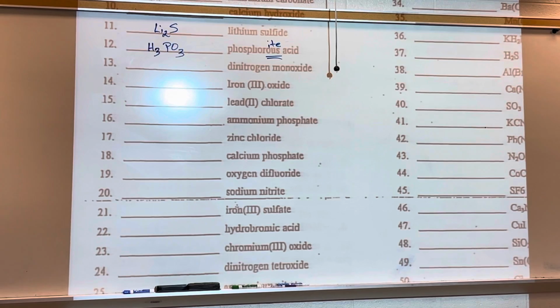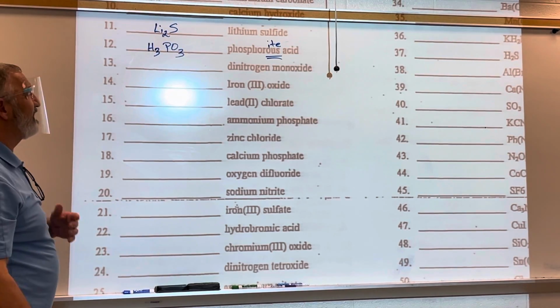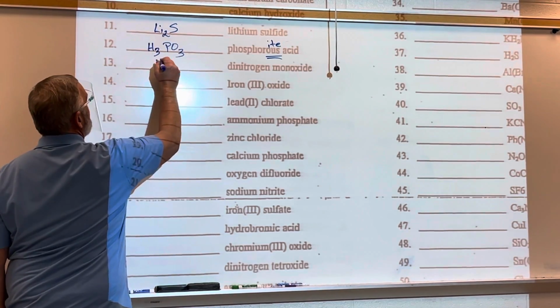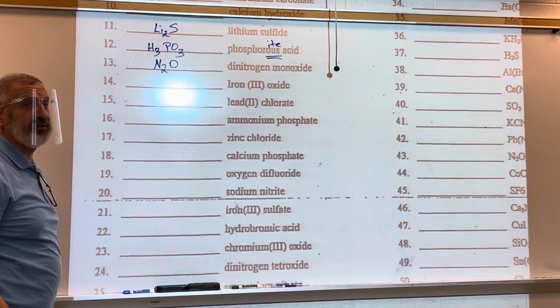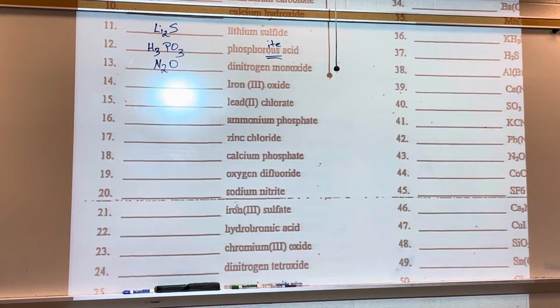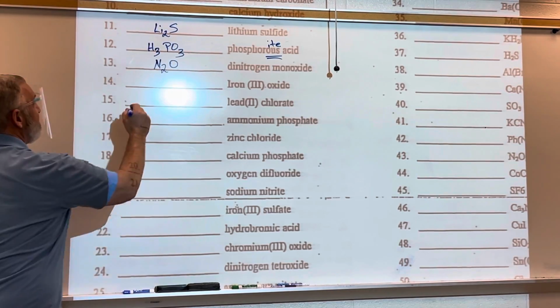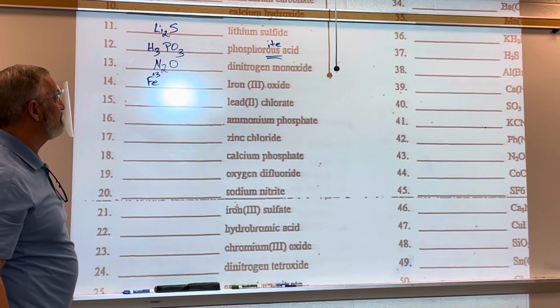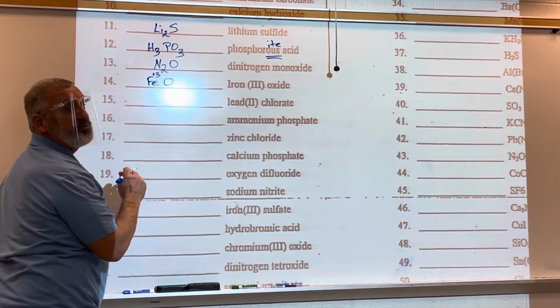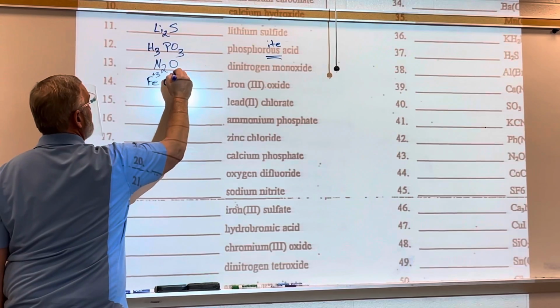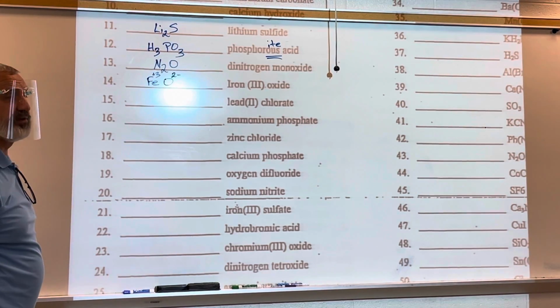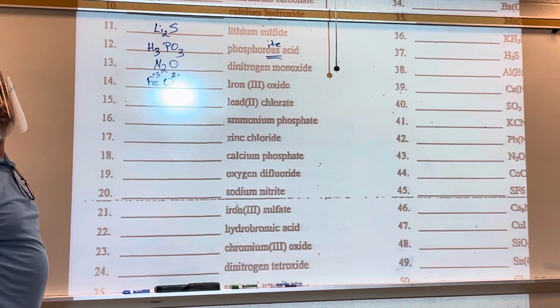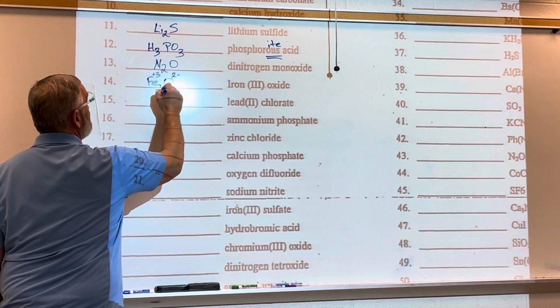It's one less. Now dinitrogen monoxide, Caroline, give you an easy one. N2O. That's laughing gas, y'all. Just so you know, that's nitrous. Iron 3 oxide. Keith, what is iron? What's the Roman numeral 3? Tell me, which oxidation state it's in? Okay, so iron is Fe. We know it's going to be +3. What's oxide? O 2-. So what's the formula going to be? Fe2O3.